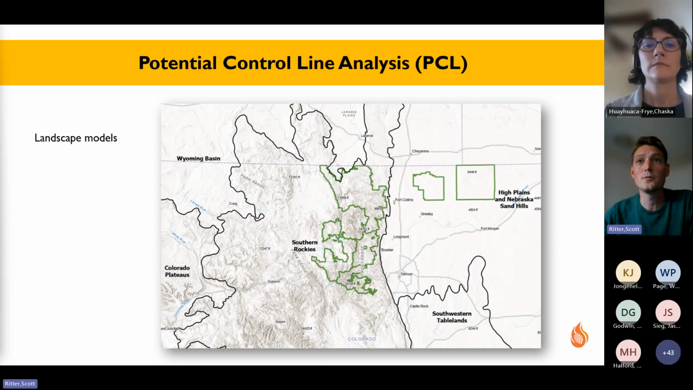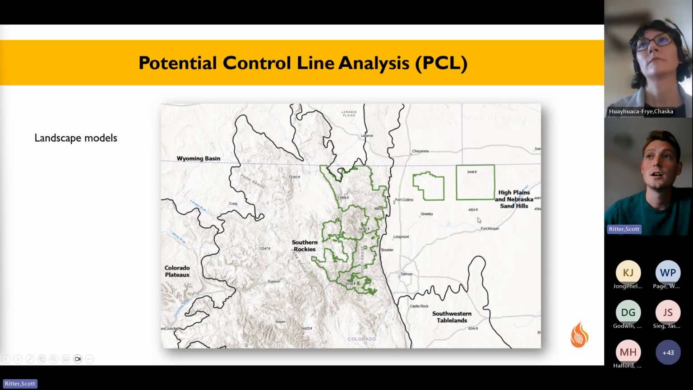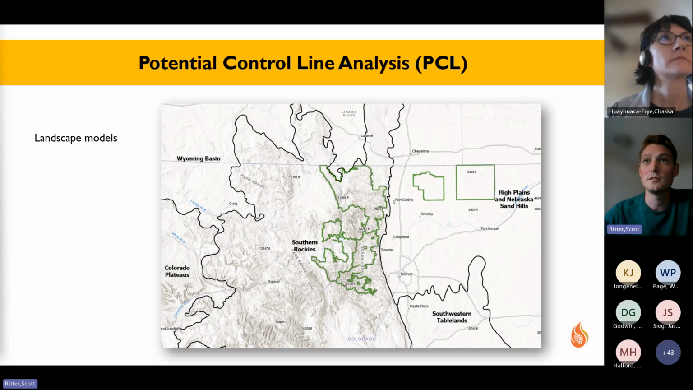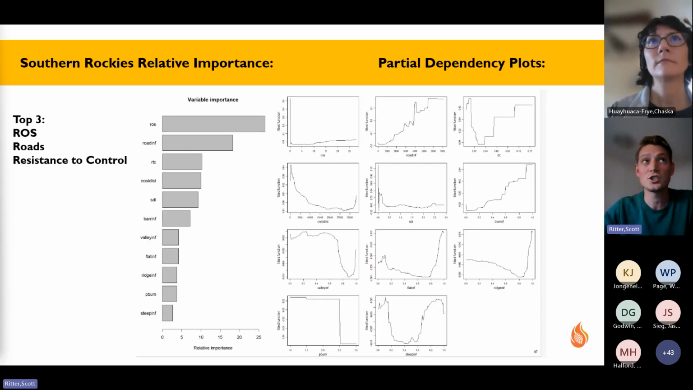So this is just an example of what the ecoregions look like around the ARP area. So the ARP, or the Arapaho Roosevelt side, is all in this Southern Rockies ecoregion, and then there's a separate High Plains and Nebraska Sand Hills ecoregion that characterizes basically everything to the east of essentially where the timberline stops and the Great Plains begin. So those are the relevant landscape models for this workshop.